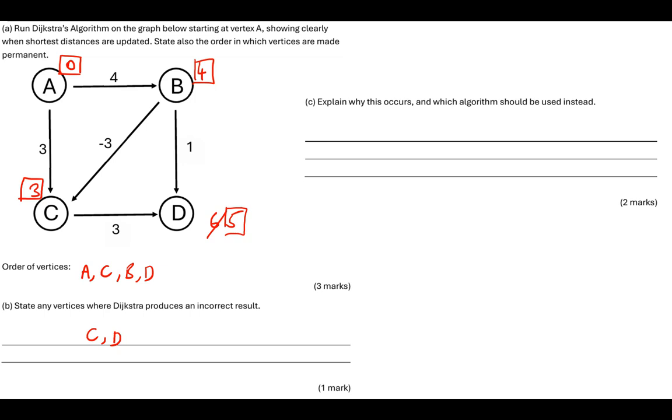Make sure we're stating vertices. I've seen some people sometimes write edges instead of vertices, like saying things like A to C is 3, when really we want to know what C is. Okay.